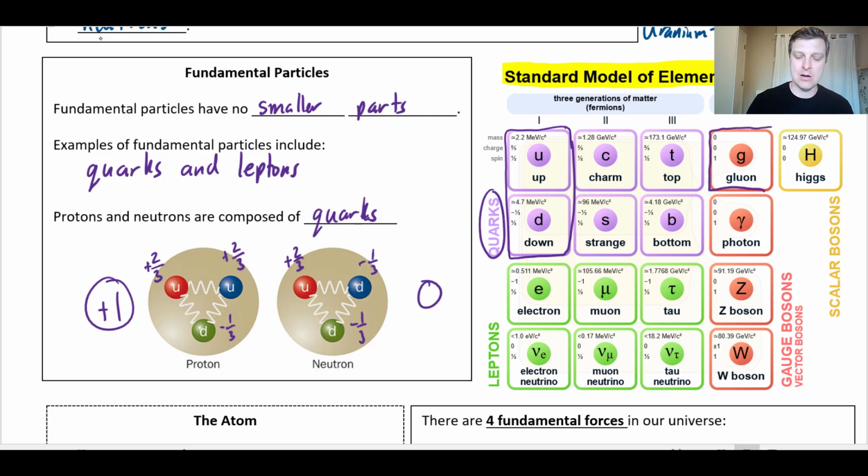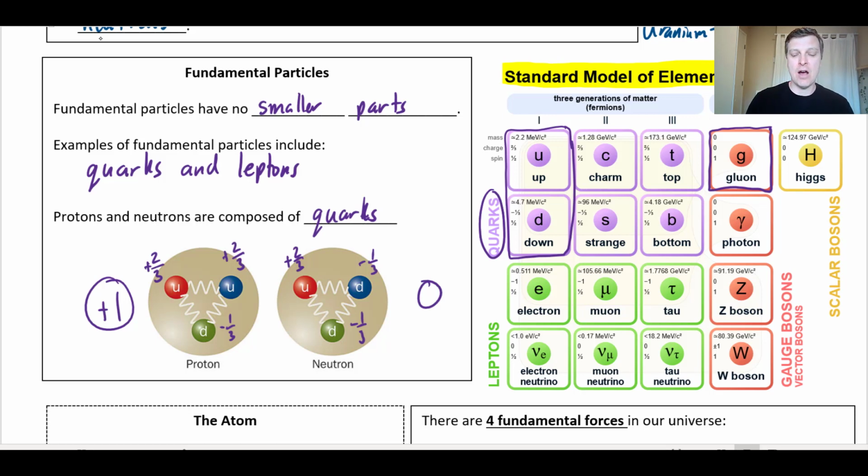Now over here on this column here, you'll see we've got our bosons. And they are basically force carriers. So they are the particles that mediate the different forces that we know about. Things like the strong nuclear force or electromagnetism. Now again, try not to get too complicated.